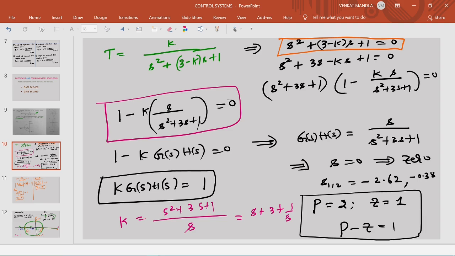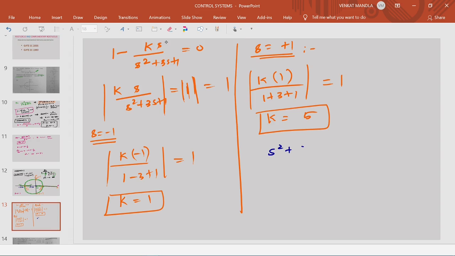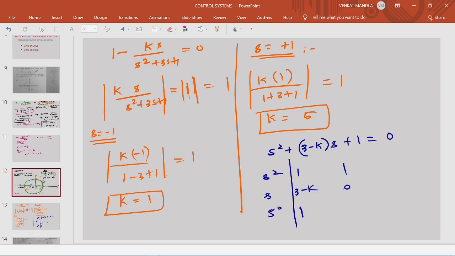s square plus (3 minus k) s plus 1 equal to 0. Now the characteristic equation is s square plus (3 minus k) into s plus 1 equal to 0. Using the RH criteria, RH table: s power 2, s power 1, s power 0, with entries 1, 1, then 3 minus k, 0. Here, on the j omega axis, right?